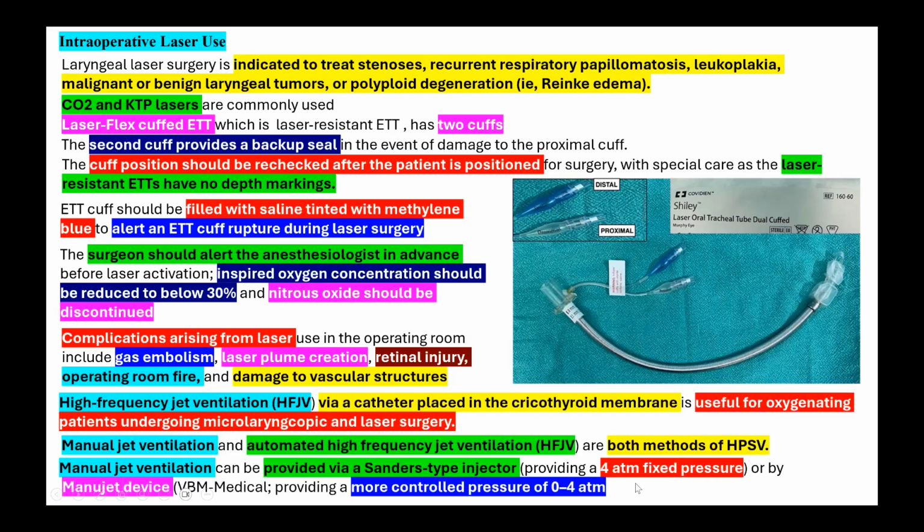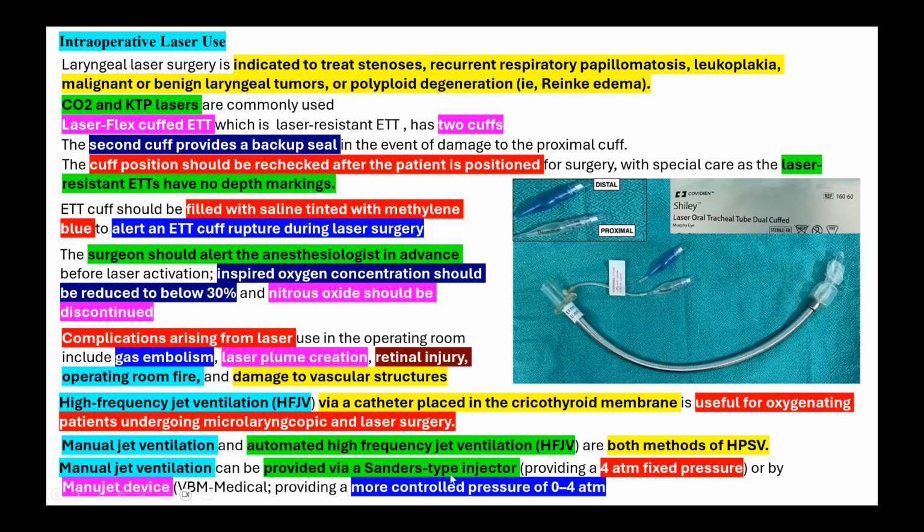What will be the volume delivered? What is the principle behind the Sanders jet ventilator or Sanders type of injector? What physical principle does it work on? Venturi principle, yes, that is one of the examples of the Venturi principle. What are all the other examples of the Venturi principle? Where else is the Venturi principle used apart from this? Nebulizers, very good. And even the suction apparatus. Okay, so these are all the common other uses of the Venturi principle.